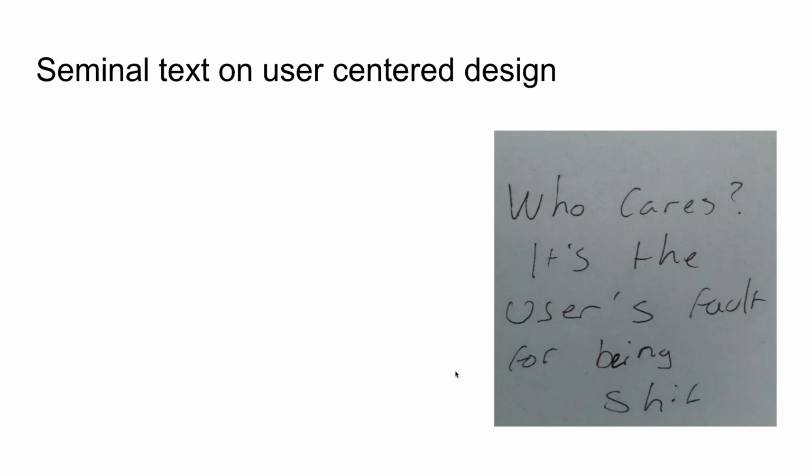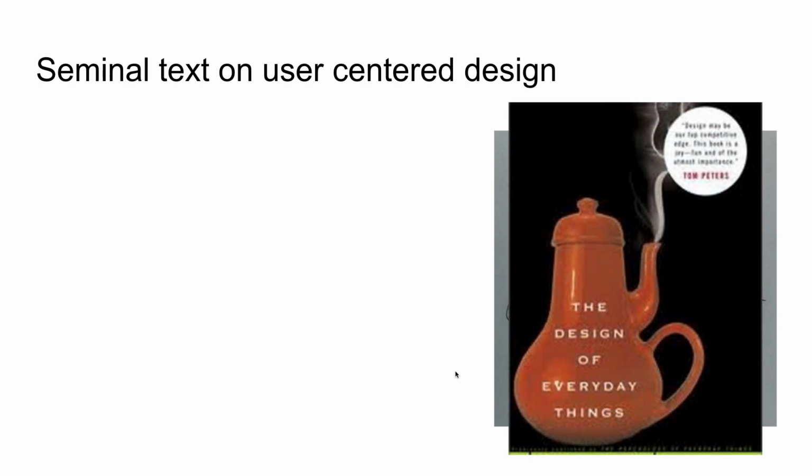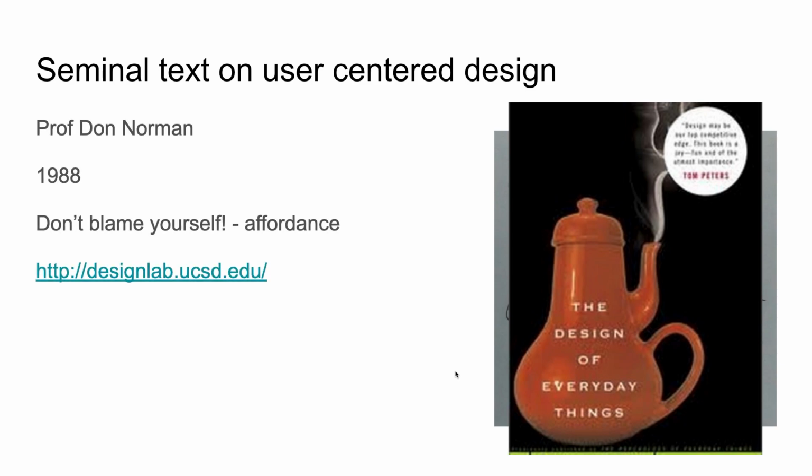Because actually, one of the main textbooks that gets used for user-centered design, taking the idea from the Psychology of HCI, that's our seminal psychology human factors book, is the Design of Everyday Things. It was written by Professor Don Norman in 1988, and it's all about the idea of affordance. So the affordance is the physical properties of an object that gives you clues about its function.